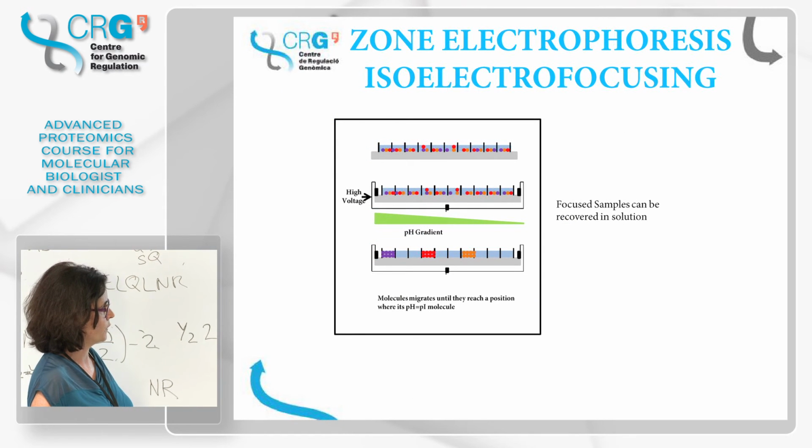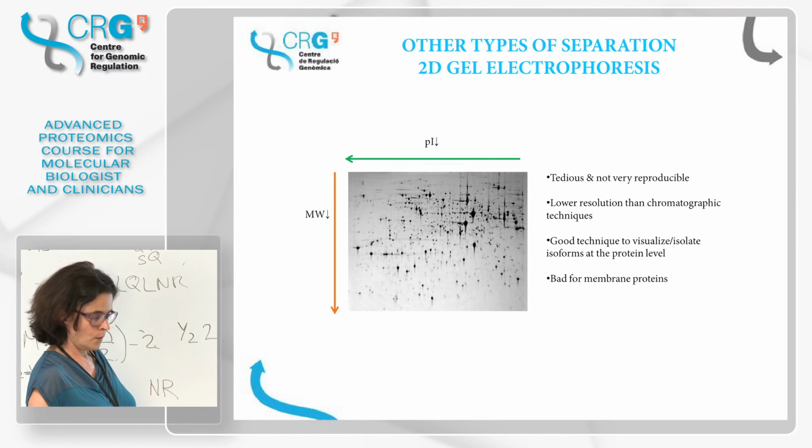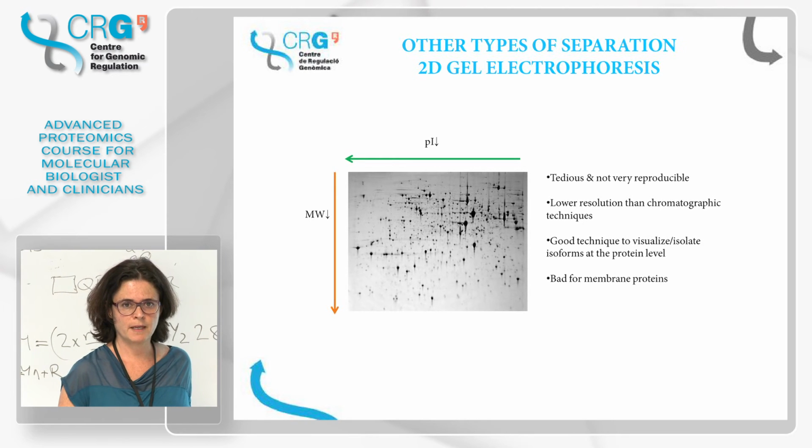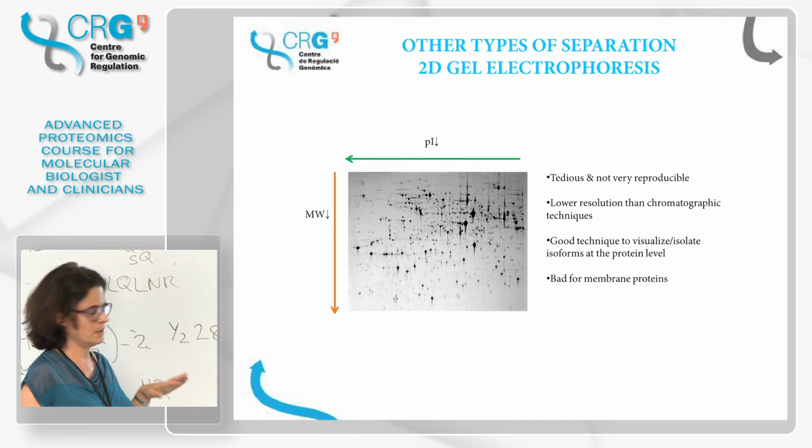Another type of electrophoresis is isoelectric focusing. I'm not sure if some of you have ever done a 2D gel, in which in one dimension we have a separation by molecular weight, and in the other dimension a separation by pI. This was very popular in proteomics some years ago. It's not very popular nowadays, for several reasons.